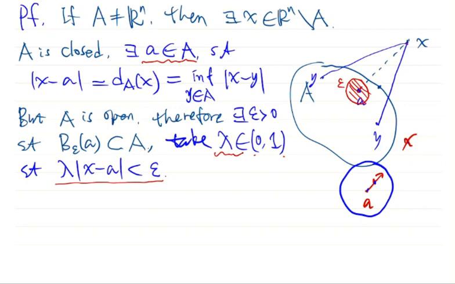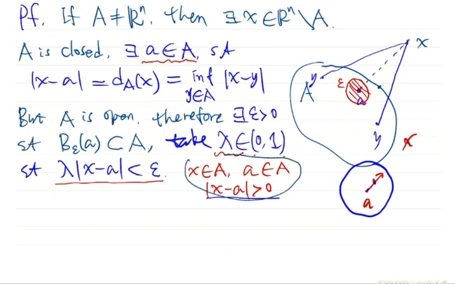Then, of course, in this inequality, we have used the fact that X is not in A and a is in A, therefore the distance from X to a is positive. Otherwise, if the distance from X to a is 0, then such a lambda, of course, also exists. Anyway, we don't need this, but I will remind you that actually we have this result. But in our proof, we don't need this. Let's go back to our proof.